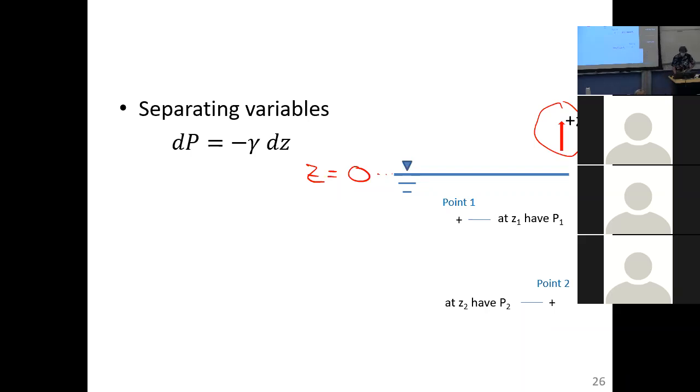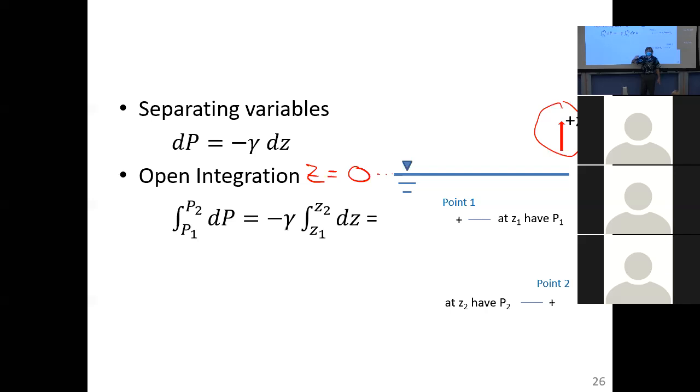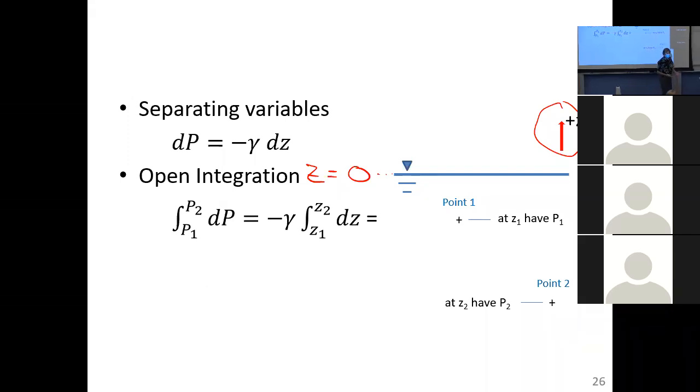So if we take the equation we developed, dP/dZ is equal to minus gamma, separate variables, dP is equal to minus gamma dZ, and do an integration. So we're going to integrate the change in pressure from point 1 to point 2. And when we do that, again, specific weight is a constant. It comes out of the integration. And we're going from P1 to P2, which is at Z1 to Z2. So we just perform that integration.